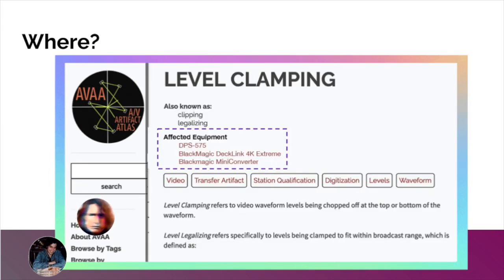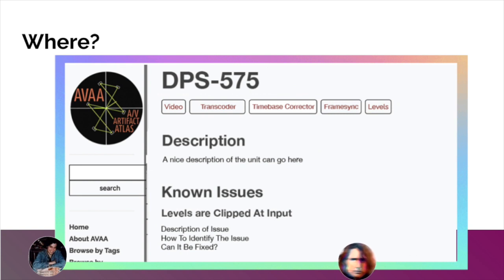What you see here is a mockup. This is an example of an AV artifact called level clamping, which has info, tags, and a description. What AVKID proposes to add is a list of affected equipment, which is seen in the dotted box. If the user clicks on one of these listed equipment items, it'll take them to a page for that item. This page includes a description, as well as a list of known issues with the description of each issue.